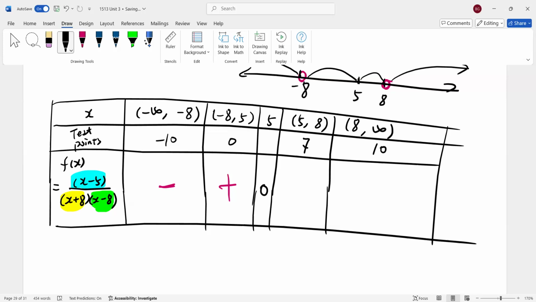Next, 7. 7 would make the blue positive in the numerator. 7 would make the yellow positive. 7 would make the green negative. As you can see, 3 things, right? The quotient is going to be negative because positive times negative, the denominator now is negative. And numerator is positive, denominator is negative, so it is going to be negative. Next.